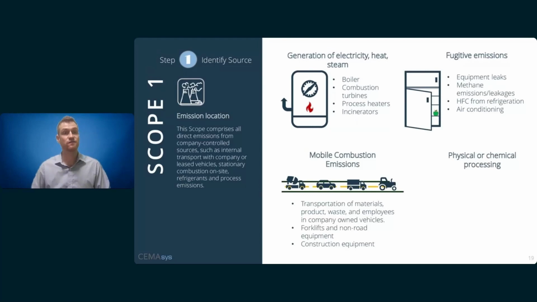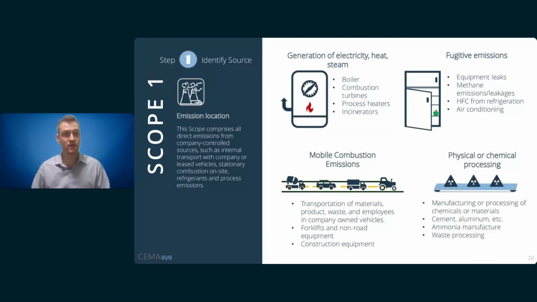And finally, there is physical and chemical process emissions. These emissions are released during any physical or chemical processes within company-owned locations. This may include emissions from the processing of chemicals or materials such as cement, aluminum, ammonia, and/or waste processing.